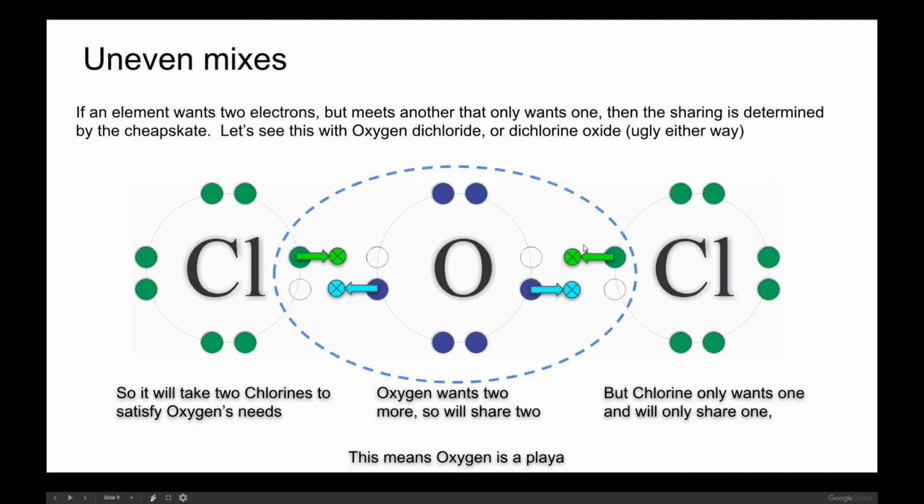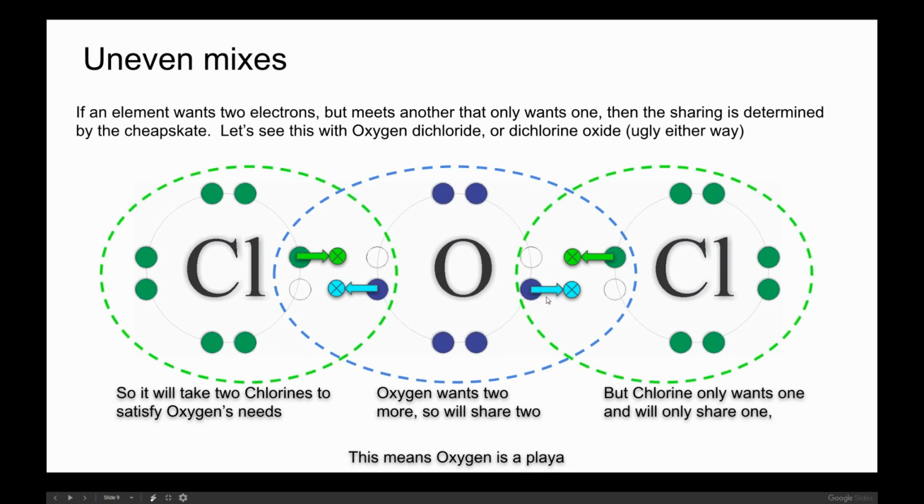So oxygen has 8 in this zone. 1, 2, 3, 4, 5, 6, 7, 8. Don't double count. And each of the chlorines looks like it has 8. 1, 2, 3, 4, 5, 6, 7, 8. This is why you must participate in this stuff. You walk into a classroom and the teacher's got this on the board and you didn't see it getting drawn, it's a nightmare. Trust me, these things are way easier to create than mark.